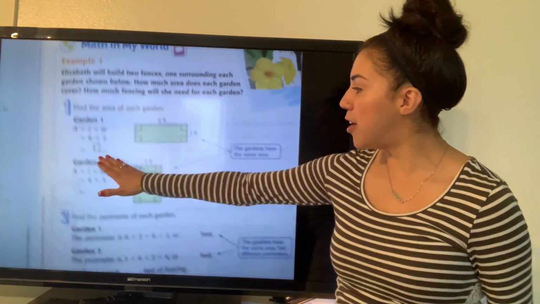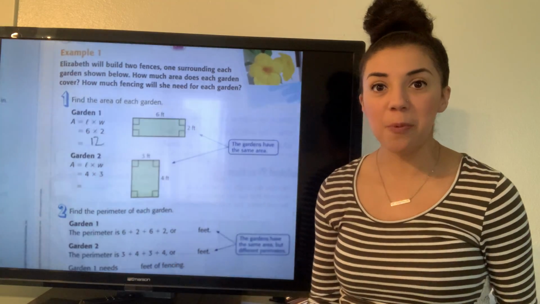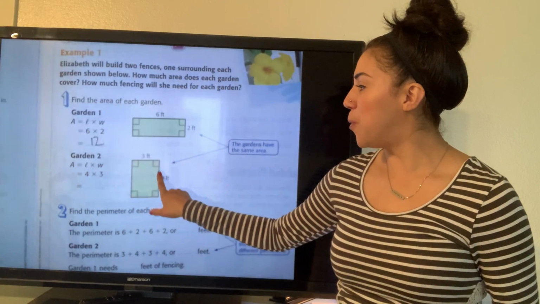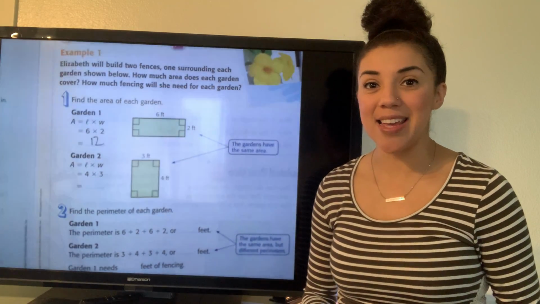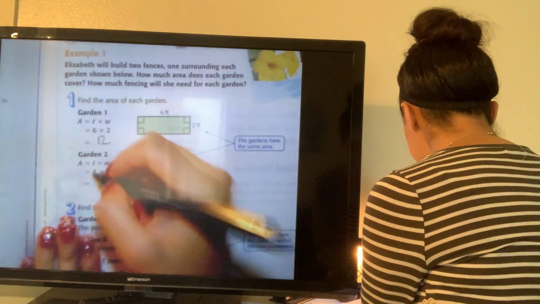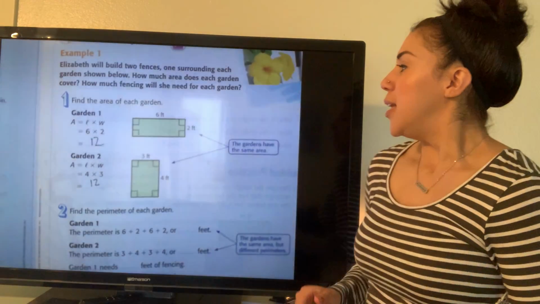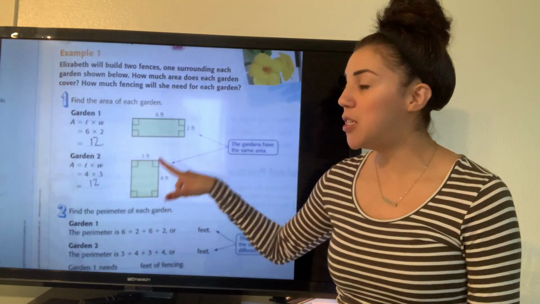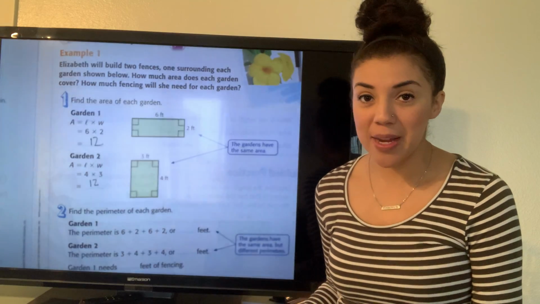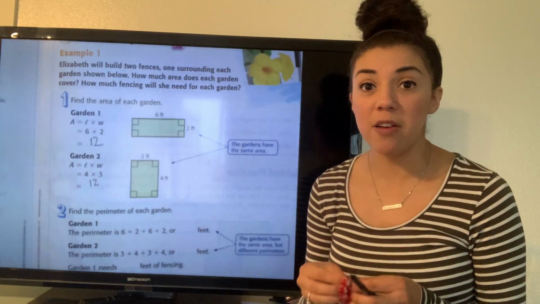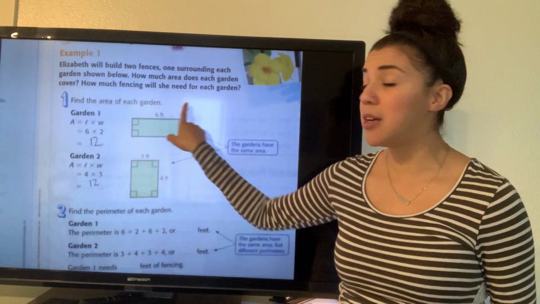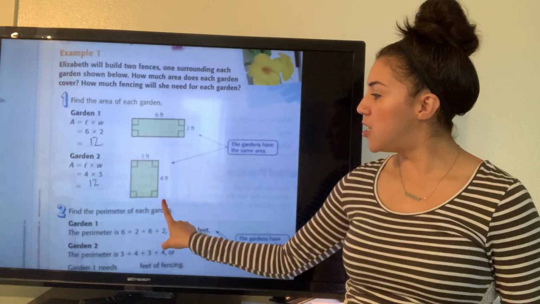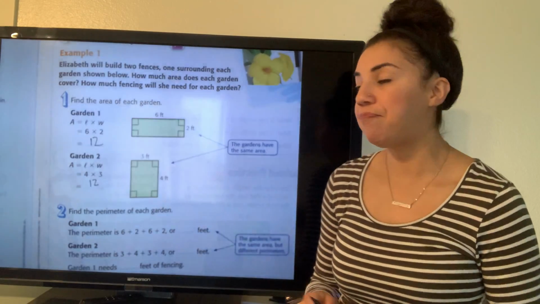And then for garden 2, we have to find the area as well, and the formula for area is length times width, which would be 4 times 3, and that is 12. So they have the same area because 6 times 2 is 12 and 4 times 3 is 12. They have the same area of 12, but the perimeters are different, right? This one is 6 feet by 2 feet, and this is 4 feet by 3 feet, okay?